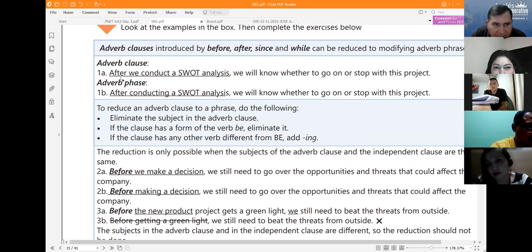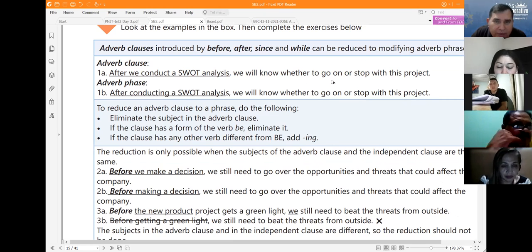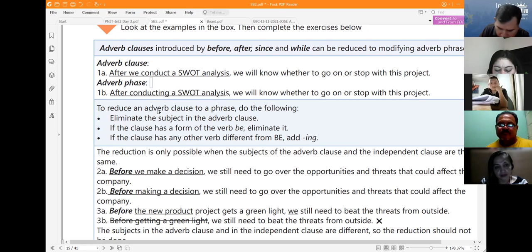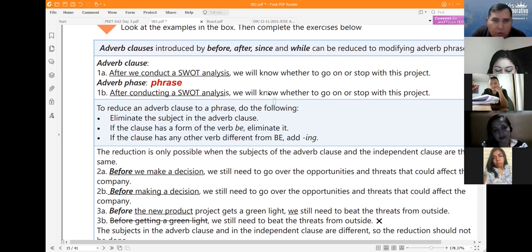Okay, we say number one, 1A, after we conduct a SWOT analysis, we will know whether to go on or stop with this project. Okay, the reduction. They say face, but they want to say phrase. It's a common mistake, okay? They want to say phrase. So, after conducting a SWOT analysis, we will know whether to go on or stop with this project.